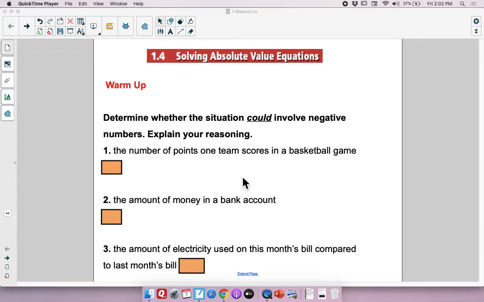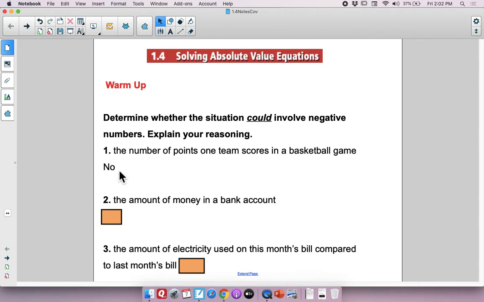Okay, so first one, the number of points one team scores in a basketball game. Well, in a basketball game, a team starts at 0 points, and there's no way to go negative. So I think the answer to that one would be no. Number two, the amount of money in a bank account. Now you might be saying, well, same thing here.